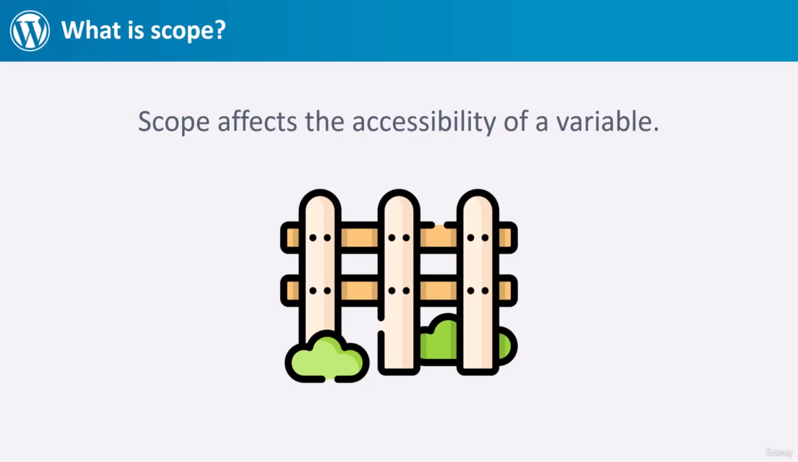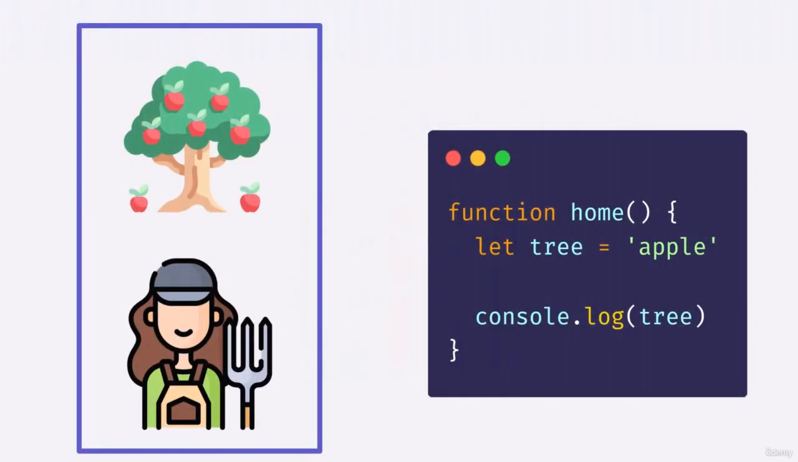Let's talk about scope with an analogy. My favorite analogy is the apple tree analogy. Let's pretend you have a beautiful apple tree in your backyard. It's surrounded by a large fence to prevent others from stealing your tree. If you invite a neighbor over, they'll have access to your apple tree.